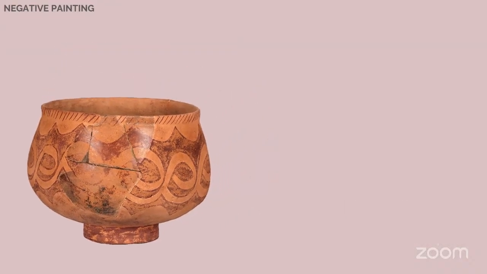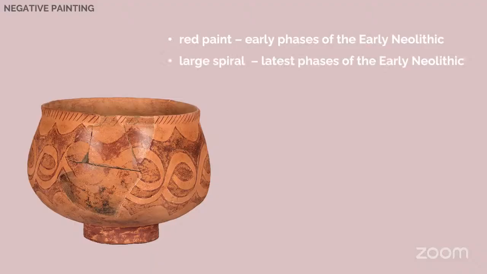I want us to linger a bit longer on this vessel, because there is a very interesting combination of features that I didn't register anywhere else. We have this negative painting that is very rare. We have a red paint that is usually attributed to the earliest phases of the early Neolithic. And we have this large spiral motif that is usually connected with the latest phases of the Starčevo culture.